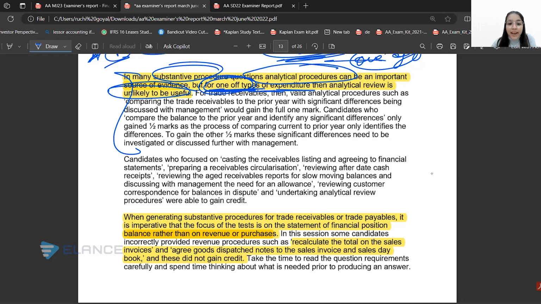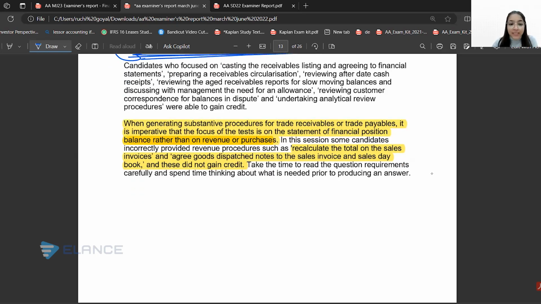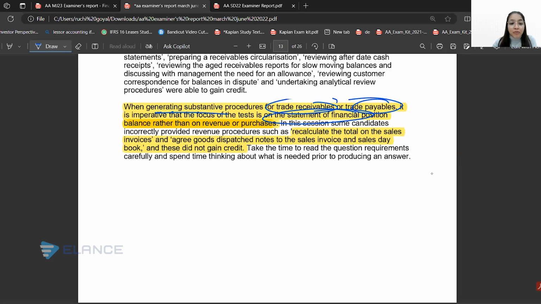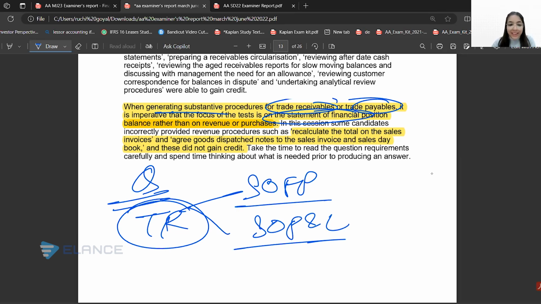Okay, now again, half marks if you write half the answer, half marks if you write it full, that it needs to be discussed and investigated. So this point I have already explained. Now, when generating substantive procedures for TR or TP, it is imperative that the focus of the test is on SOFP. Guys, see, if the question tells you to write TR substantive procedures, will you focus on SOFP or SOPL? TR is an item of SOFP. Any doubts about it? No, right? So of course our procedures should revolve around it.